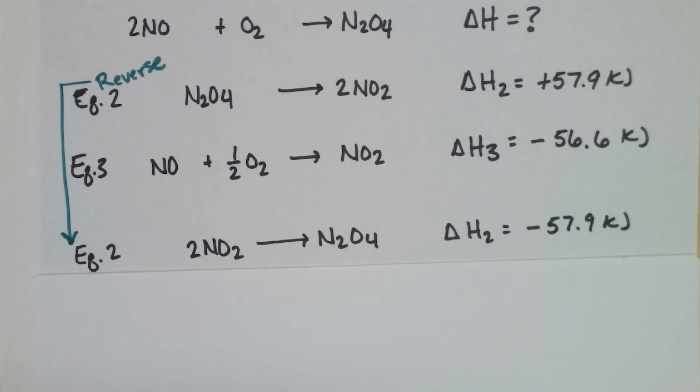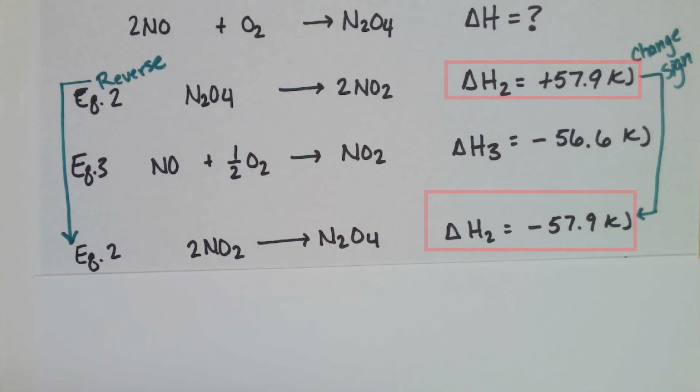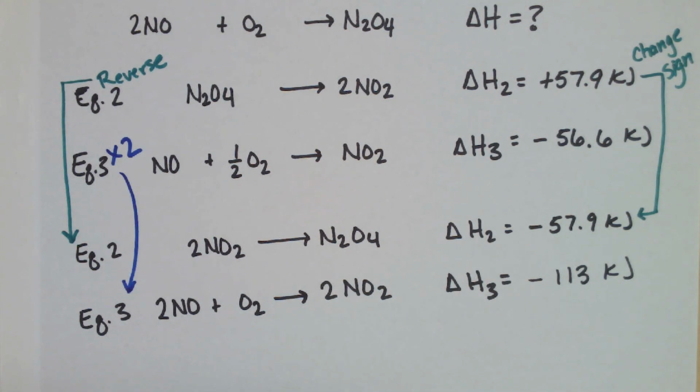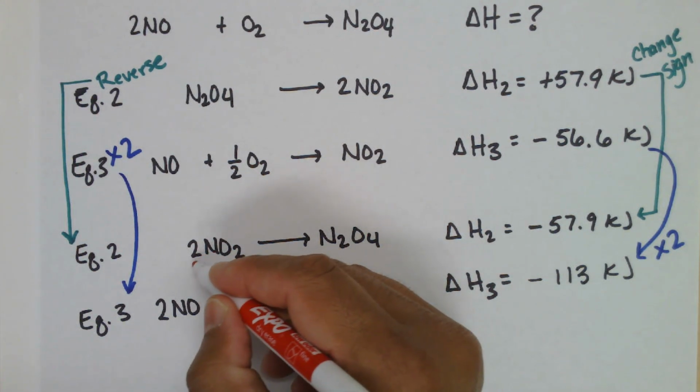I'll reverse equation 2 so that N2O4 is moved to the product side. Notice I also changed the sign of the change in enthalpy. After all, the equation is originally endothermic. Reversing the equation would make it exothermic. For equation 3, I'll multiply all species and the delta H by 2. Multiplying by a constant doesn't change the balanced equation, and it allows me to cancel the 2 moles of NO2.